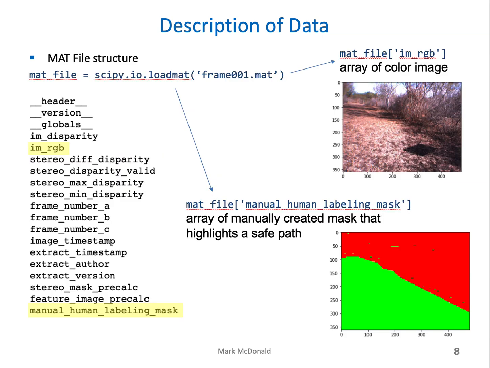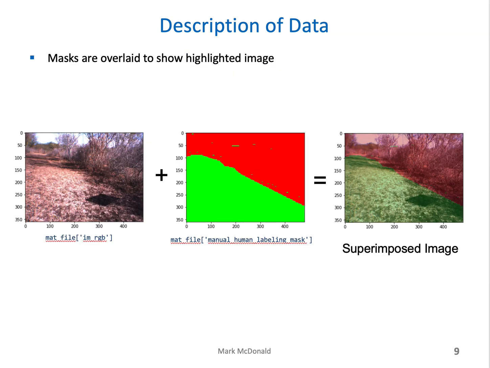The downloaded data is a series of mat files, which is a dictionary of data. We're interested in 2 dictionary elements. One represents an image, the other represents a mask. We'll overlay the mask on the image to create superimposed images. When we have a trained model, we'll create the mask from our model and overlay that on images.